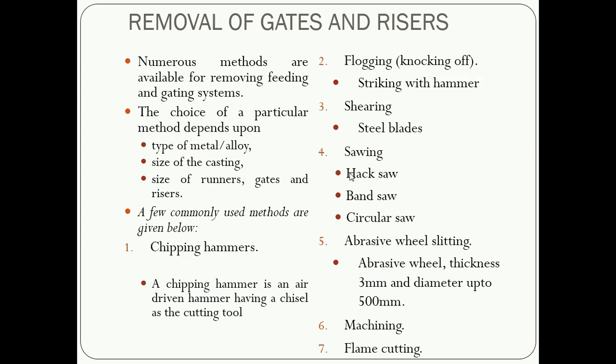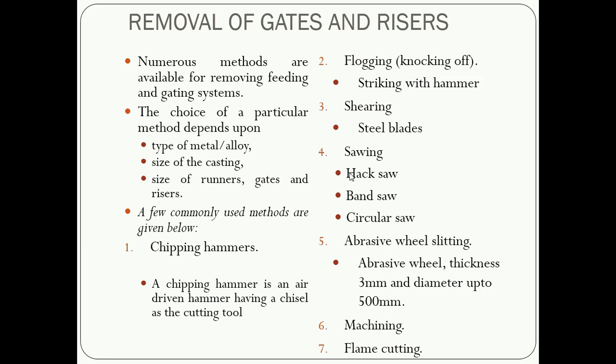The choice of particular method depends on the type of metal or alloy used, meaning whether that material is brittle or ductile, or whether it is a non-ferrous or ferrous metal. Size of casting: for smaller castings we use different methods, and for larger castings we can use other methods. Again, size of runner, gates and risers: for smaller sizes we have to think of different methods, and for bigger ones we have to use other methods.